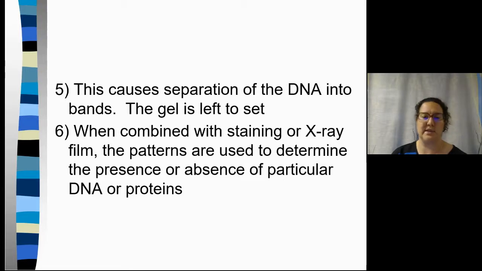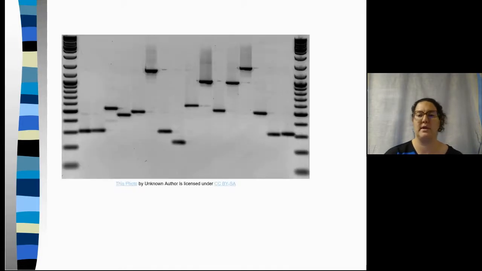Once the gel is left to set, you're able to stain them with an X-ray film and compare the samples with one another. So we can see here that we have different lengths of DNA cut, and it depends on what you're comparing it to. But it looks like the first 2 samples and the last 2 samples are very similar in where those DNA bands have been left.